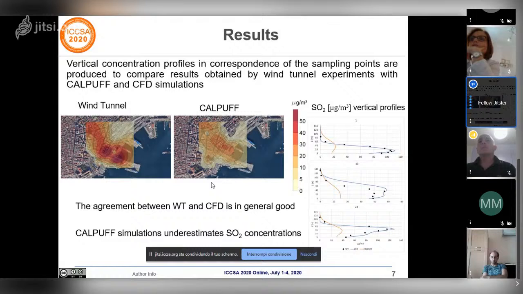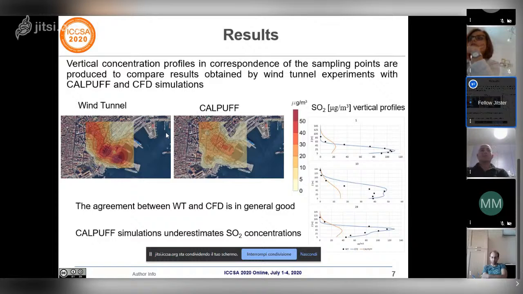In terms of the preliminary results, firstly, I compared the concentration of sulfur dioxide at ground level between the results obtained with wind tunnel experiments and those obtained with the CALPUFF simulation. As can be observed in these two figures, the level of sulfur dioxide concentration measured in the wind tunnel is higher than the levels obtained with the CALPUFF model.